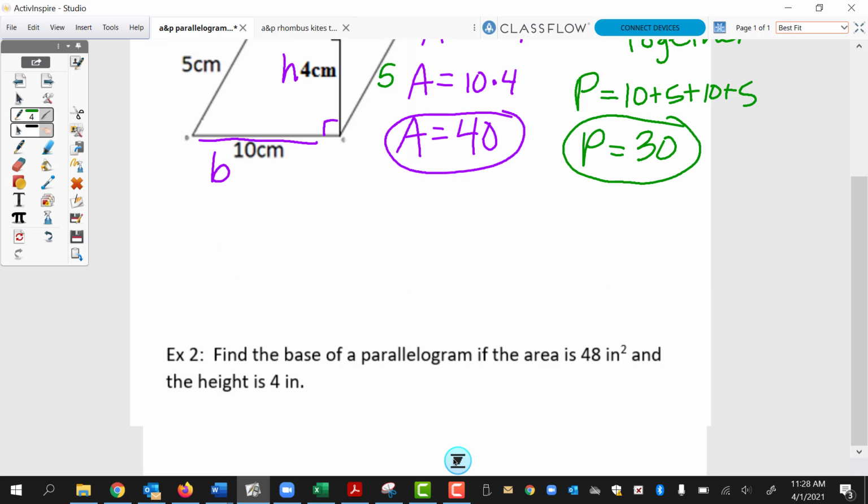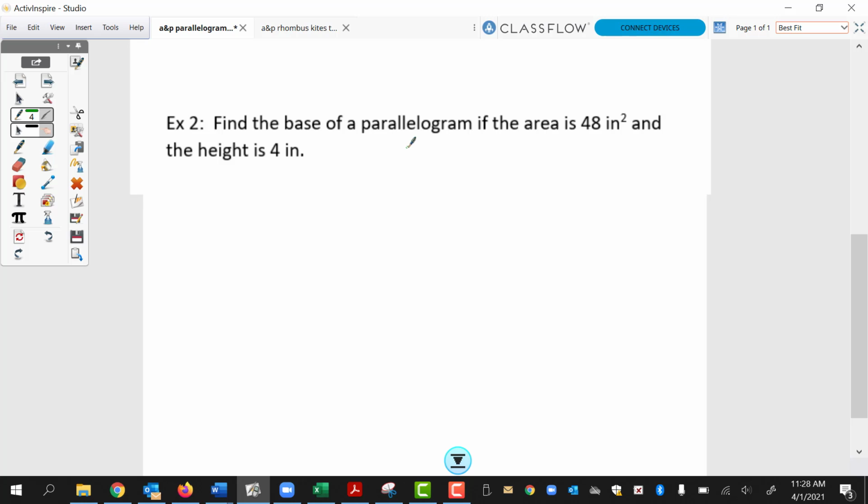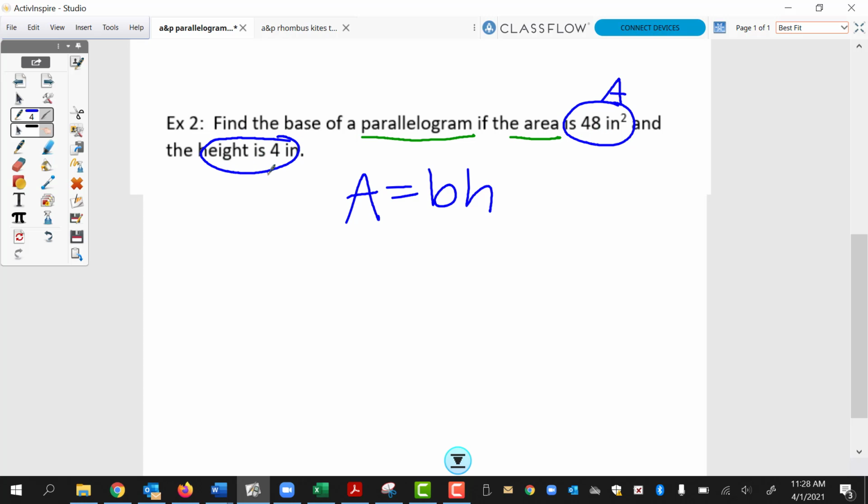Last thing we have to talk about is the ones where they give you the area. So like in this one, it says find the base of a parallelogram if the area is 48 inches squared and the height is 4. So first of all, they told us parallelogram area. That tells me what equation should I be picking. Well, I should be using the area of a parallelogram formula. That's A equals base times height. Okay, now they told me in this one the A was 48 and the 4 is H. So I'm going to put those in the equation where they belong. So A was 48. I'm going to put it underneath the A. The 4 was H. I'm going to put it underneath the H.